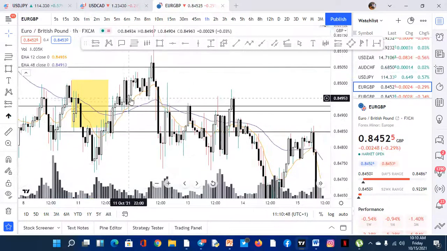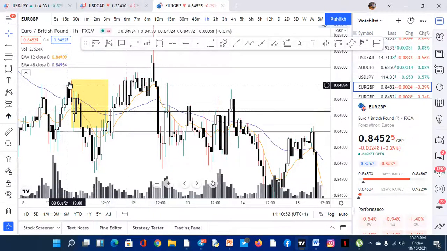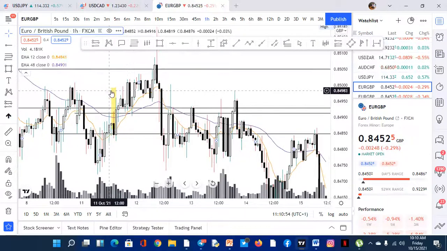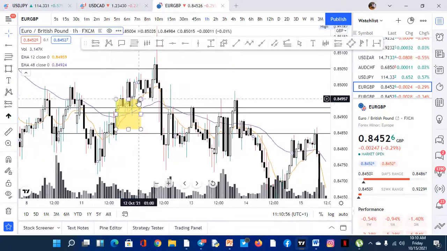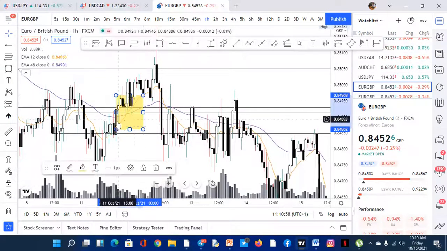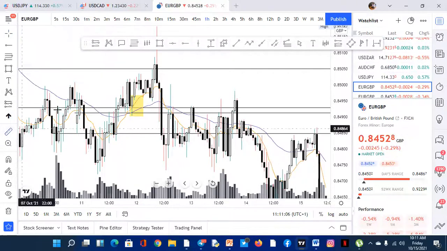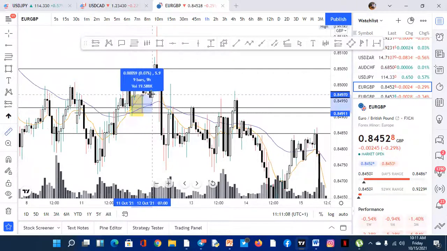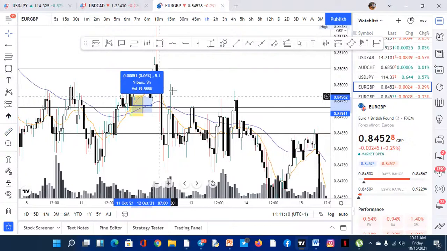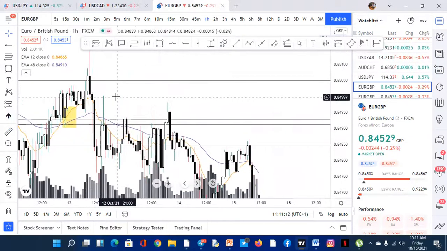Okay, this is where we touched, to where we closed. To where we close here. It's not too bad, right? So you can take this particular trade with 5 pips, right?